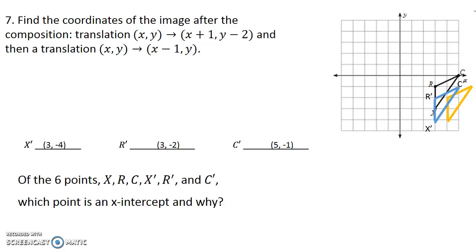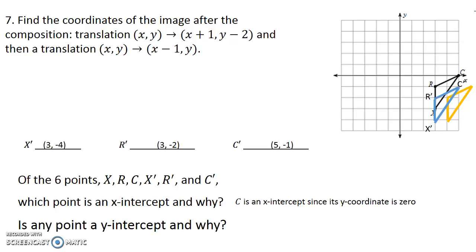Of those points, whether they're the pre-image or my final image's points, I want to know which point is an x-intercept and why. So looking at that, remember x-intercept is a point that is on your x-axis. It's a point where your y-coordinate is 0. And there actually is one of those. C is an x-intercept because it has a y-coordinate of 0. C is located at 5, 0. It's on the x-axis. But the next question of having a y-intercept, nothing is on the y-axis. There are no coordinates that have an x-coordinate of 0. So there are no y-intercepts for this problem.